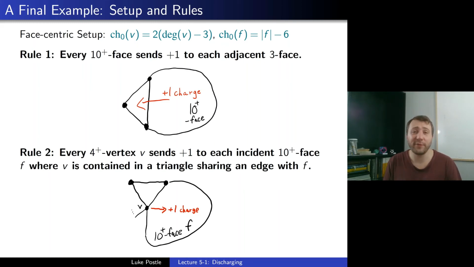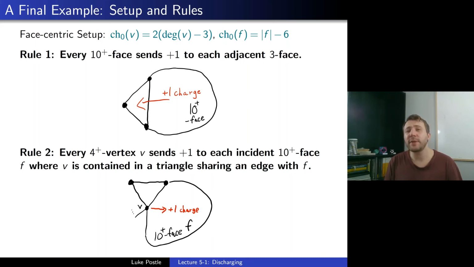So then we invoke the next rule, which is rule 2. We say that every 4 plus vertex v sends +1 to each incident 10 plus face f, where v is contained in a triangle sharing an edge with f. So here's the picture. We have this 10 plus face f. Here's v, it has degree at least 4, and we know that it's in a triangle that's adjacent to f, as depicted. So then we'll send a charge.